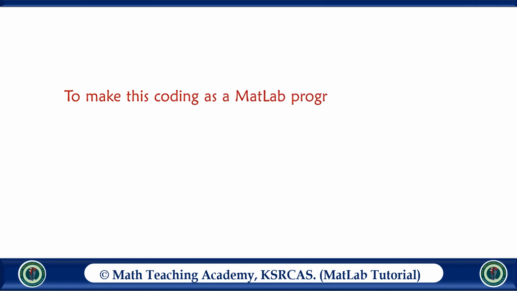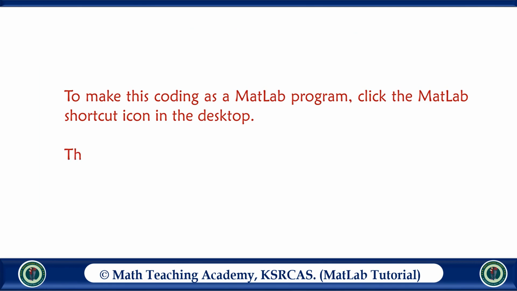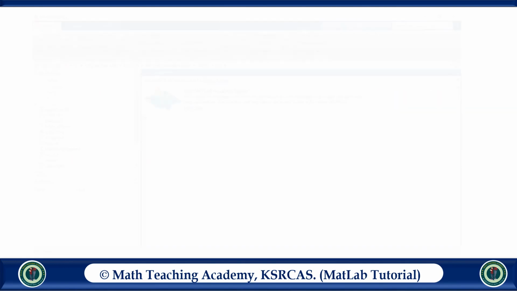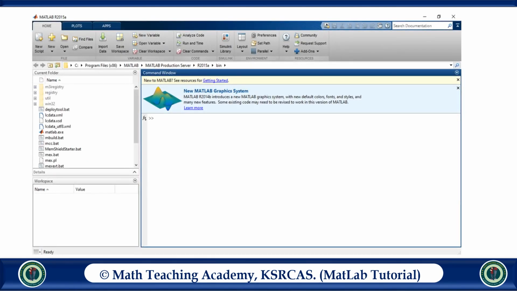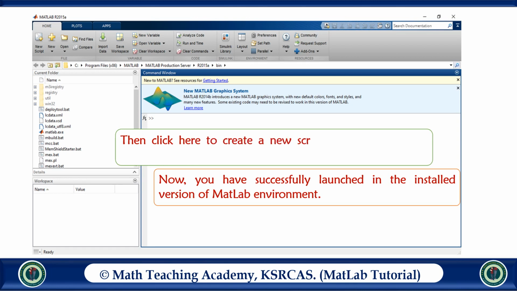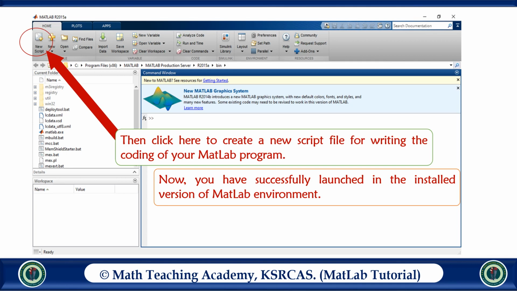To make this coding a MATLAB program, click the MATLAB shortcut icon on the desktop. Then it will bring you to the installed MATLAB environment. So this is your installed MATLAB environment, MATLAB R2015. Now you have successfully launched the installed version of the MATLAB environment. Then click here to create a new script file for writing the coding of your MATLAB program.